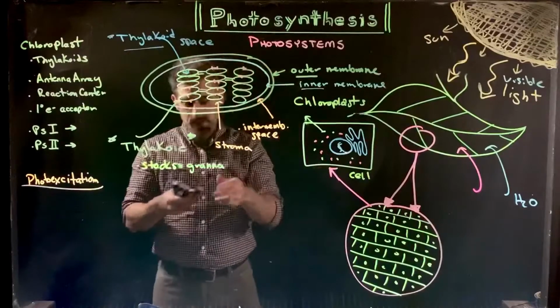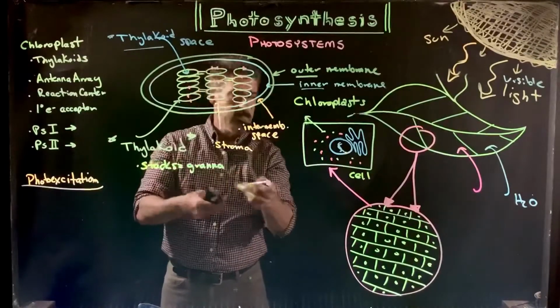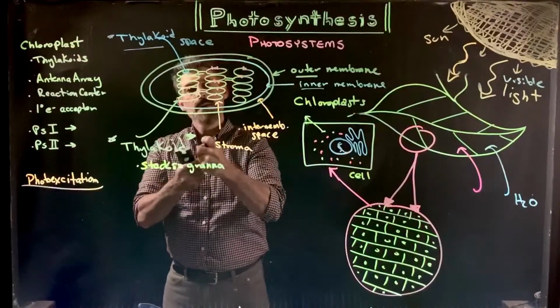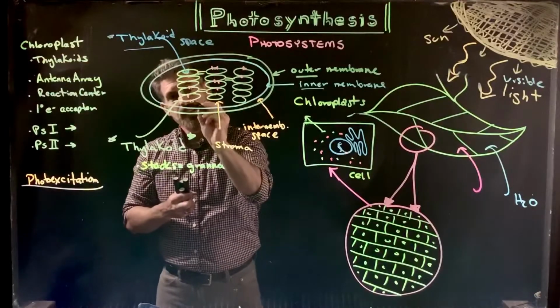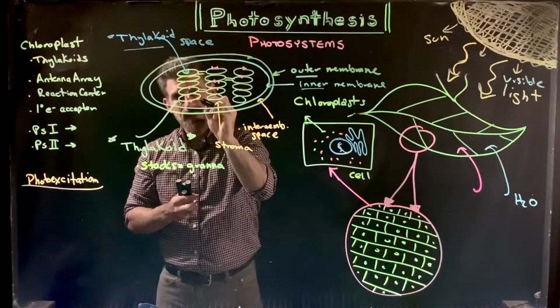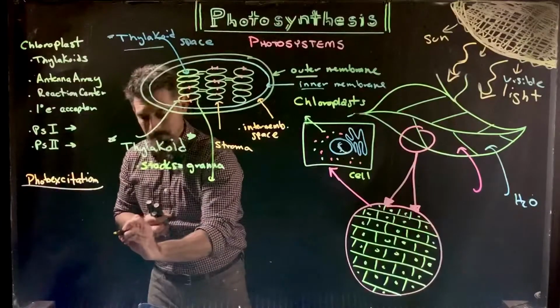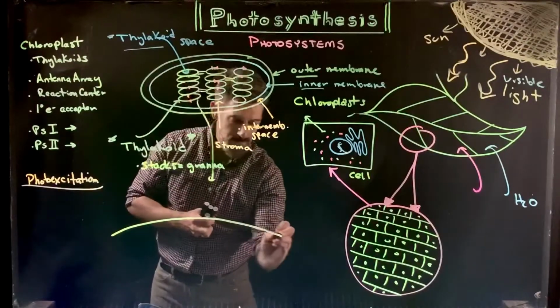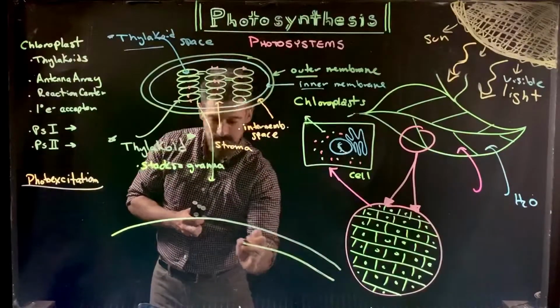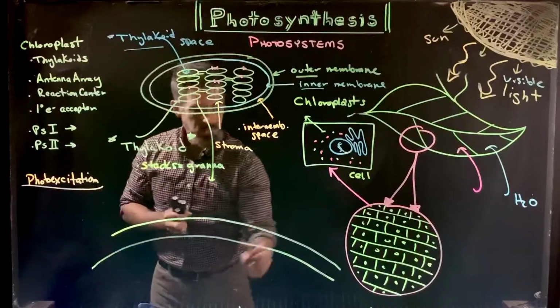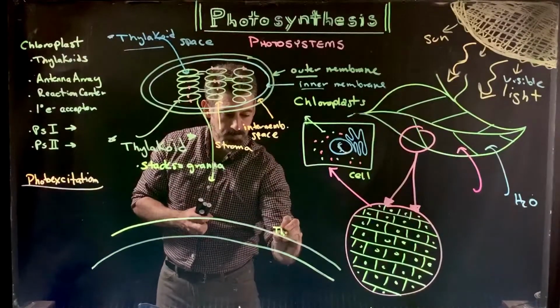Now, what I'm going to do here is take a lot of blowing things up to get down at a finer level of detail. If we look at an individual membrane, if this is a membrane now of a thylakoid, this is going to be a thylakoid membrane.